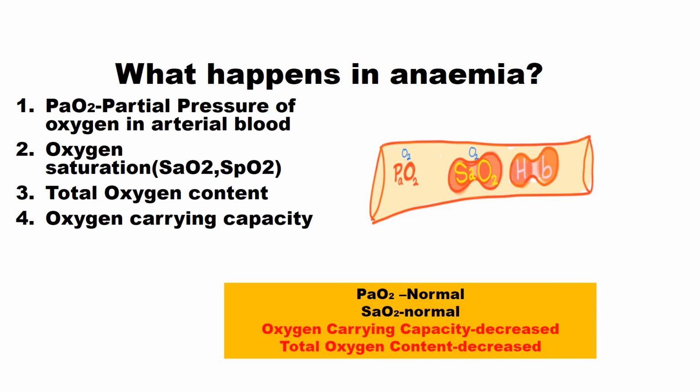The next is the oxygen content. Oxygen content is the amount of oxygen that is carried in dissolved form and bound to hemoglobin. And since the amount of hemoglobin has decreased, the amount that is bound to hemoglobin will also decrease, and therefore the oxygen content will also decrease. Lastly, the oxygen carrying capacity is defined as the amount of oxygen that is carried by the hemoglobin. Since hemoglobin content is decreased, it is not 15 grams per deciliter anymore. Therefore, the oxygen carrying capacity will also decrease.